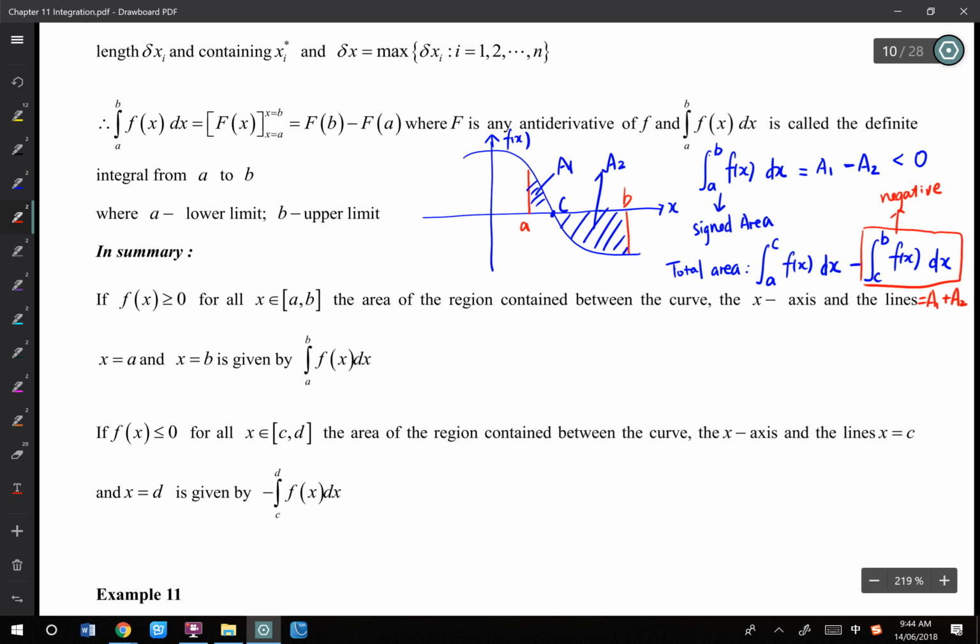Okay, so basically that's what the summary talks about. What does the summary talk about? If it's above the x-axis, you just calculate as normal. If it's below the x-axis and you want to know the total area, you need to negate that area to gain a positive.